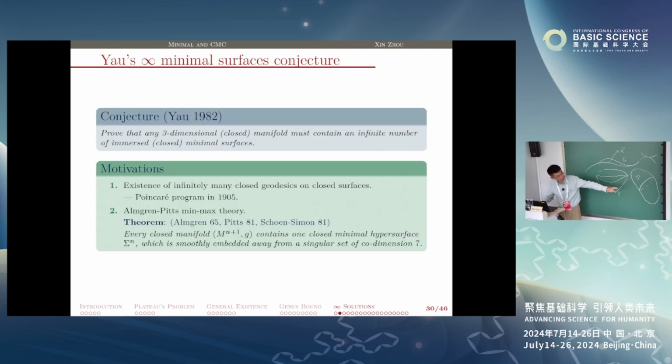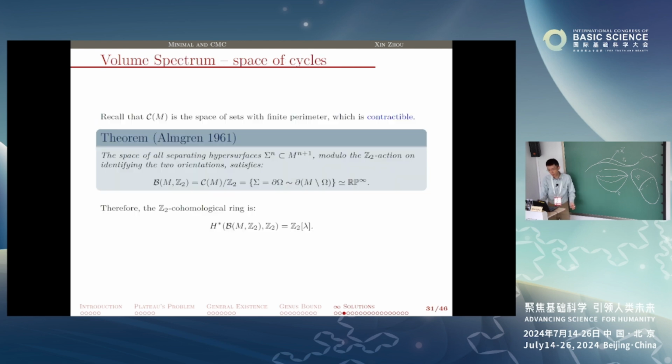I'm going to show you these answers in a couple of slides, but I first want to go through some major ideas behind the proof of that. This is the volume spectrum. Recall that I introduced this concept before when I talked about the CMCs. This is the space of sets with finite perimeter. This is the space of all subsets of the manifold whose boundary has finite area. I say that this space has a very natural topology, it's contractible.